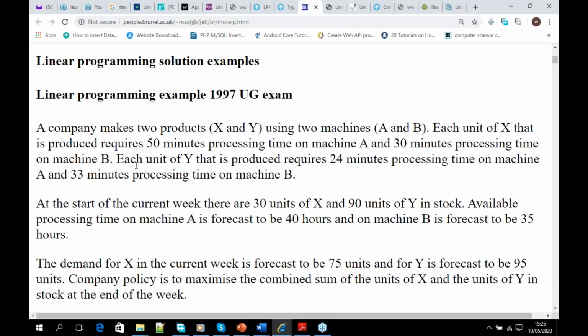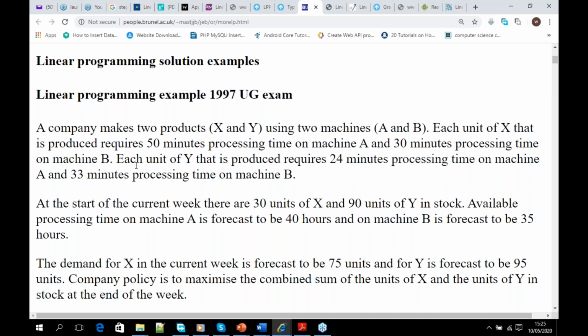So we now have X is greater than or equal to 75 minus 30, which brings us to X is greater than or equal to 45. So production of X plus the initial stock of 30 must meet the demand of 75, which ensures we meet demand. Now for Y, we have Y is greater than or equal to 95 minus 90, so Y is greater than or equal to 5. So production of Y plus the initial stock of 90 ensures we meet the demand.